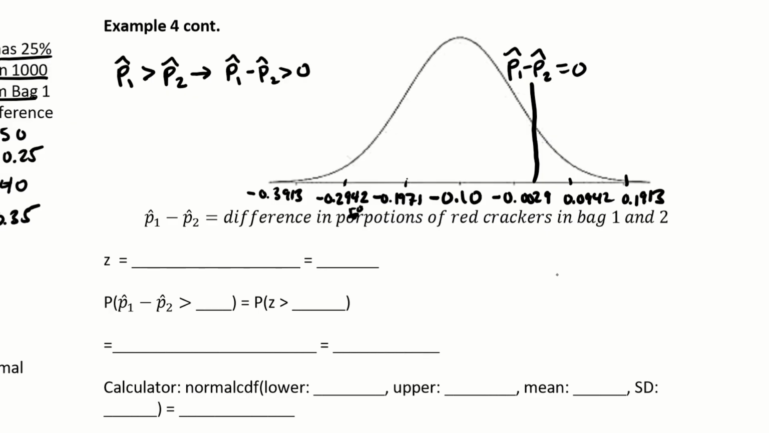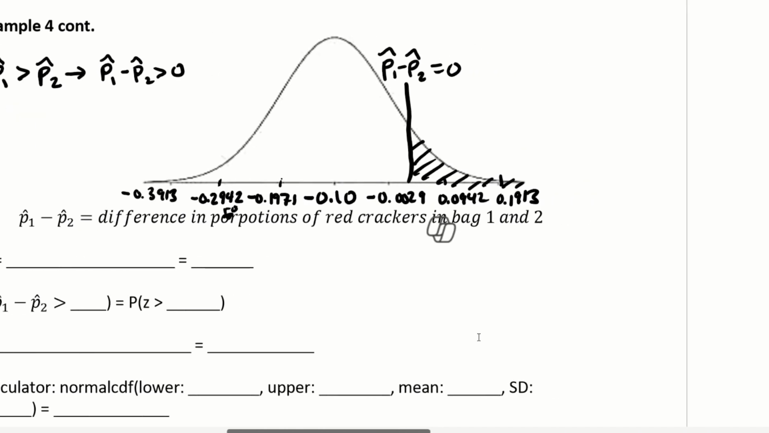Okay, there you go. Now let's calculate the z. So remember that the z is equal to the value minus the mean divided by the standard deviation. Now what's the value here? The value is p hat 1 minus p hat 2, right?